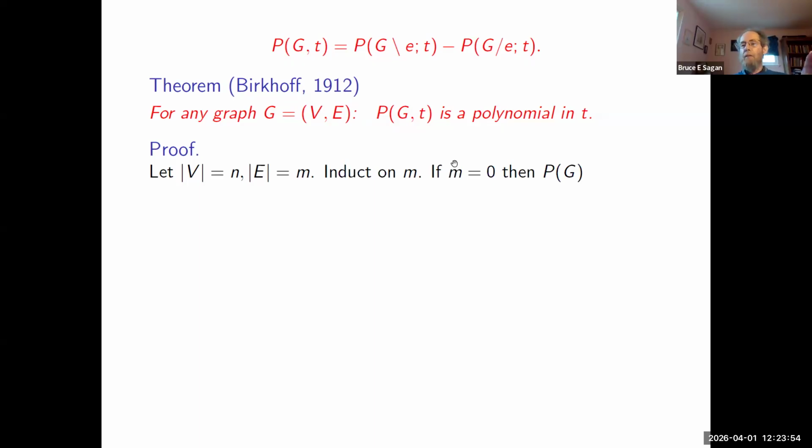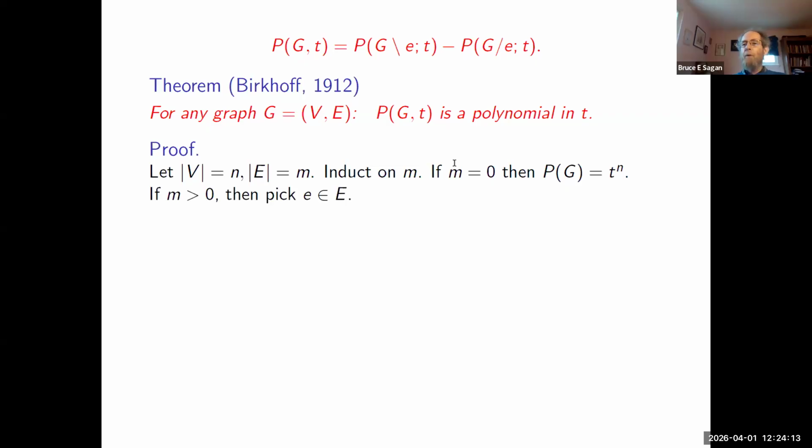Well, I color the first vertex in any of t ways. I color the second vertex in any of t ways, because there are no edges to fool with, etc., etc. It's clearly going to be t to the n. Is that a polynomial in t? Last time I checked. Okay, good. So we've got the base case.